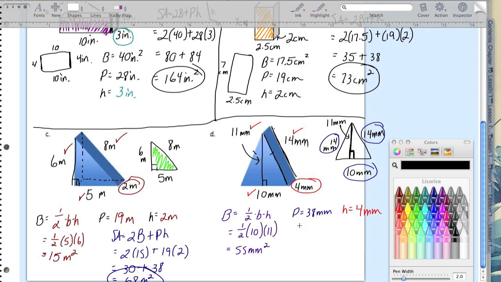So now that I have all of the different pieces, I can substitute them into the formula. 2 times the area of the base plus the perimeter of the base times the height of the prism. 2 times 55 plus 38 times 4. 2 times 55 is 110 plus 38 times 4 is 152. When I add both of those together, I get 262 millimeters squared. Okay, and again, it's area, so you square it. Nicely done, guys.